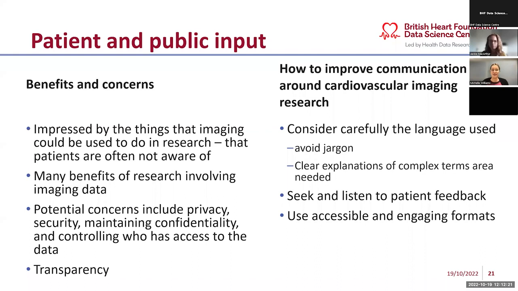They raised some really important thoughts about both the concerns of imaging data research and the benefits of imaging data research. And one of the important things was, how do we improve communication around this imaging research, not just at the end when the research is done, but actually all the way through the research process.